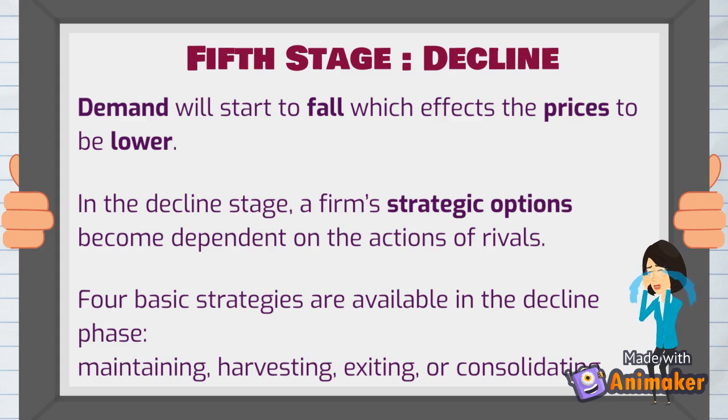In the decline stage, a firm's strategic options become dependent on the actions of rivals. If many competitors leave the market, sales and profit opportunities increase. On the other hand, prospects are limited if all competitors remain. 4 basic strategies that are available in the decline phase are maintaining, harvesting, exiting, or consolidating.